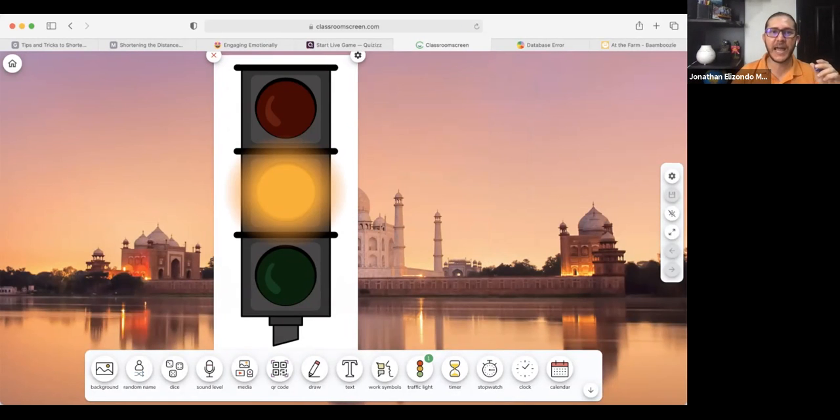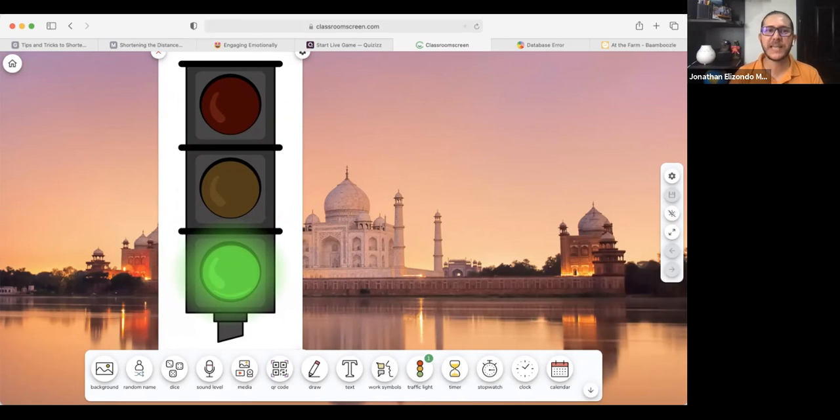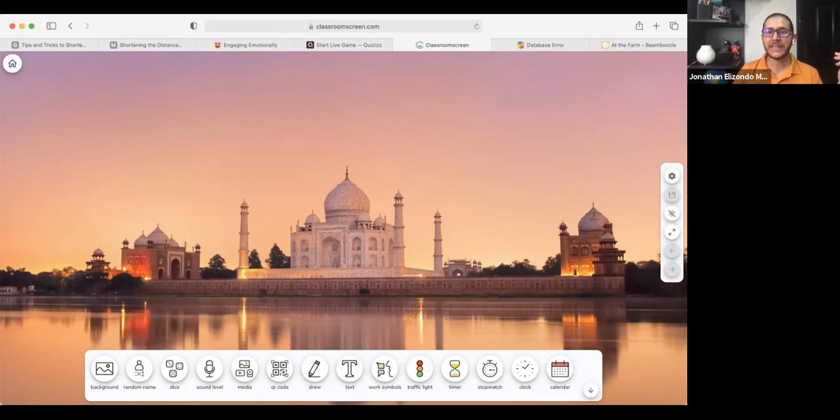If I have the yellow light, this is something I use with my students. I tell them, okay, you see the yellow light is because I want you to copy what you see over there on the screen. And if I have the green light, it is because I want you to participate, open your microphones and repeat after me.